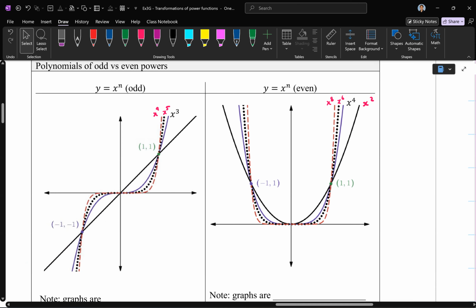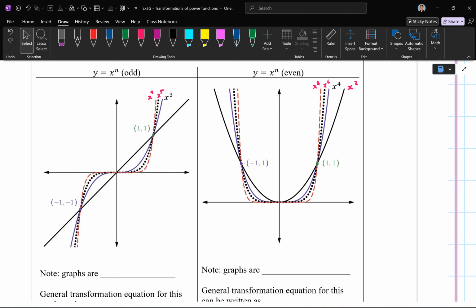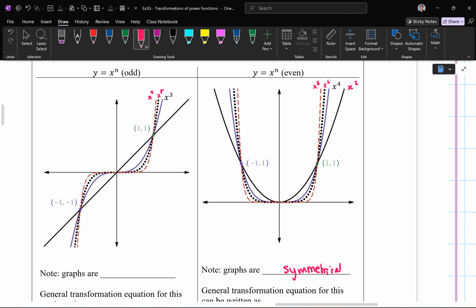I want you to tell me, what do you notice about the two graphs? So when it's odd versus when it's even, what's a key property? Because that's what you're going to fill in. The graphs are symmetrical when it's even, and asymmetrical when it's odd. Hence you get this: as you go further left, it goes further down. You go further right, it goes further up.